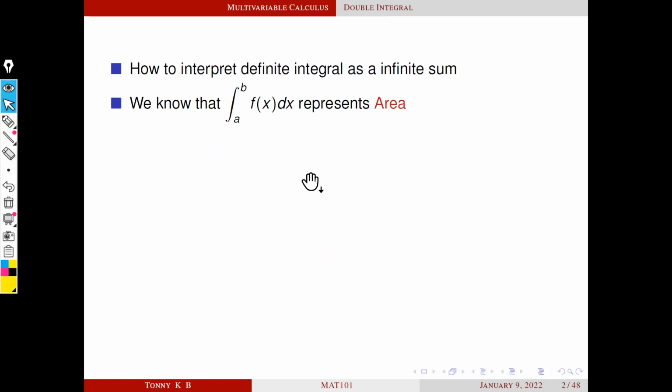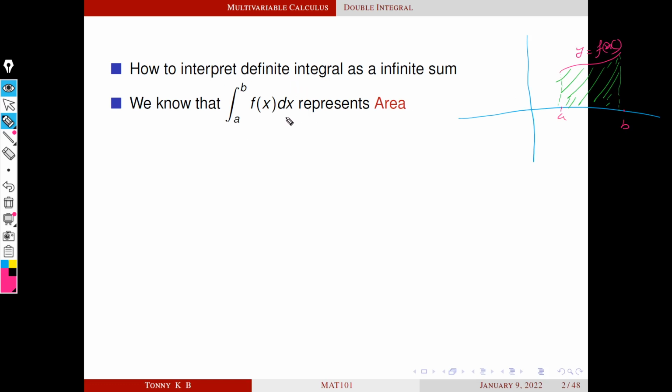Before moving to double integration, we have to analyze the concept of single integration or definite integral like integral a to b f of x dx. I think all of you are familiar with the evaluation of such integrals, and we also know that this integral represents the area between y is equal to f of x and the x-axis from a to b. This is the geometrical interpretation of this definite integral.